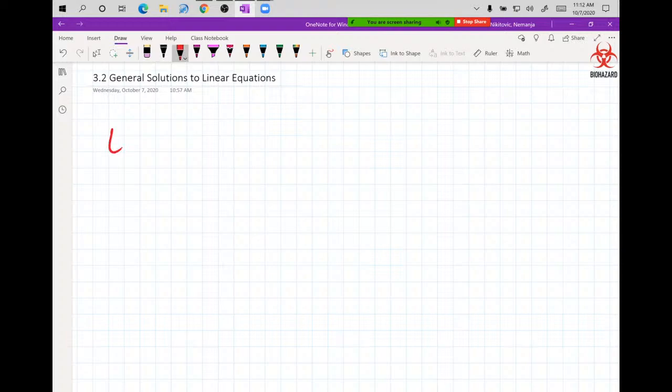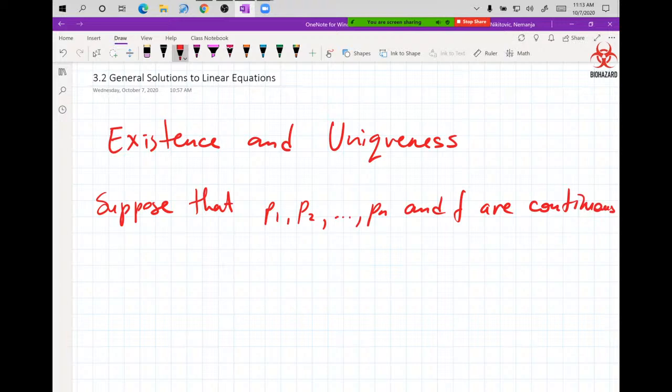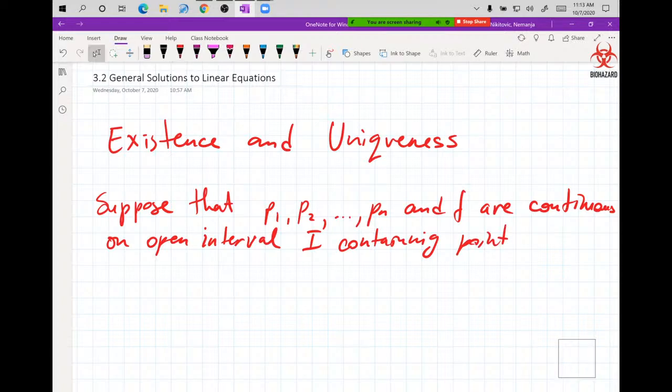So we can immediately jump into existence and uniqueness, and say that, suppose that functions p1, p2, all the way through pn, r and f are continuous on open interval I containing point A. Point A is where your initial condition is.